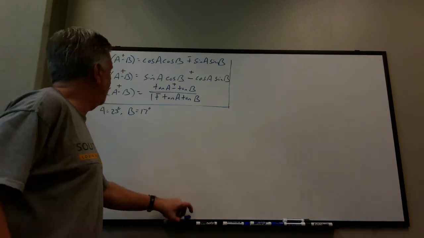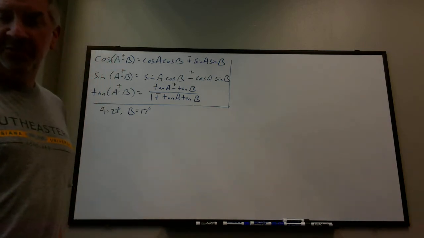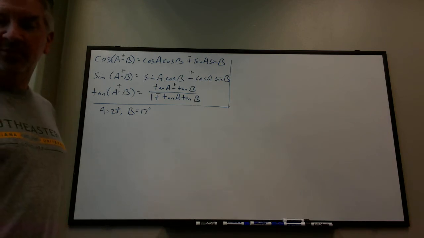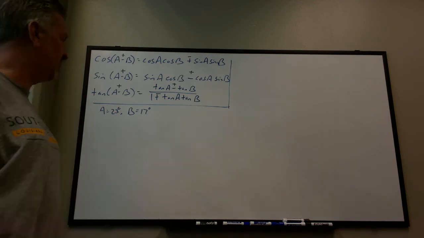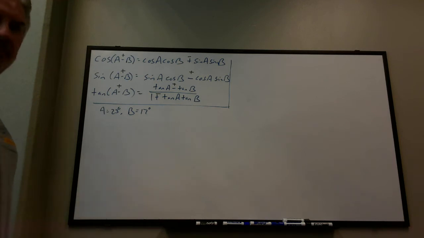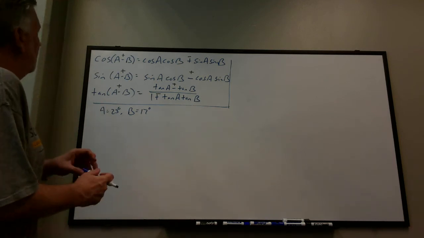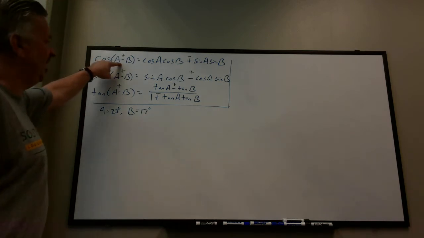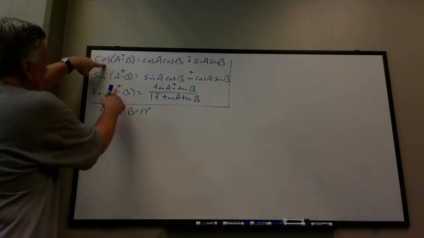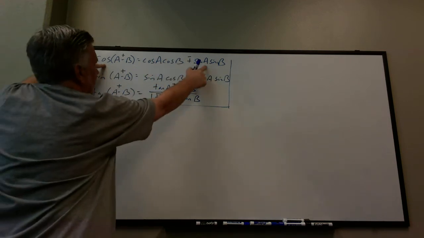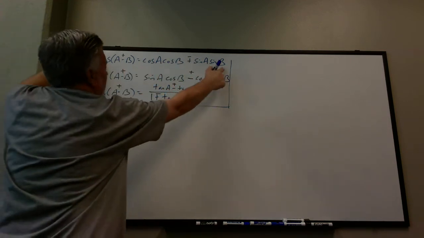Okay, so the first example says, use the calculator to verify that the formulas work for A is 23 degrees and B is 17 degrees. Now, I don't think we need to do all 6. Let's just do a couple here. So, for example, I'll just use the one here in blue, cosine of A minus B. I'm going to let A be 23 degrees, and I'm going to let B be 17 degrees.